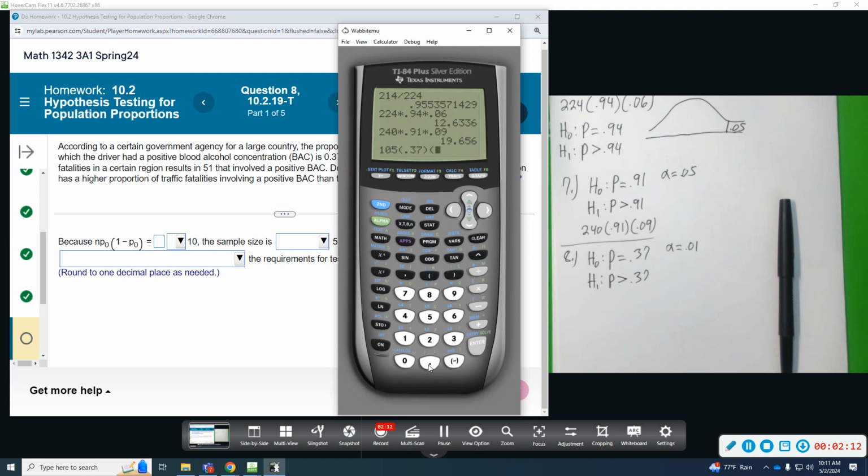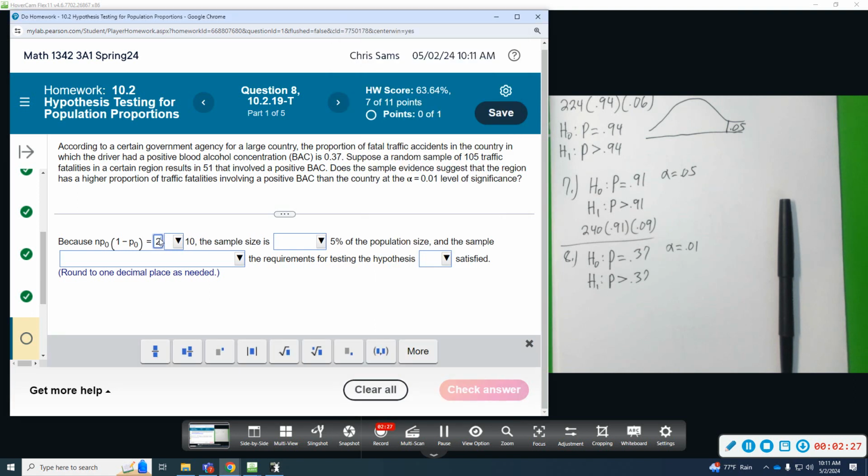So times 0.63. I'm just doing the math to see what adds to be 100. And then this gives us 24.5 to one decimal place. That is greater than 10. Sample size is less than 5% of the population. We don't know the whole population, but it says a country, which is going to be really big, and I'm pretty sure there's more than 105 in the country, so that's going to be much less than 5%.